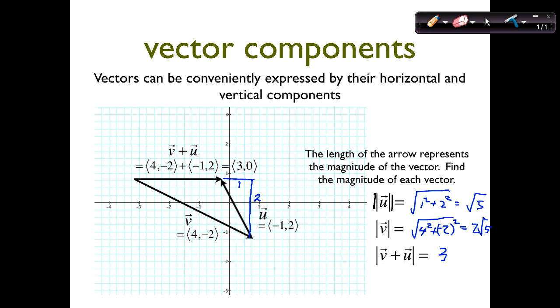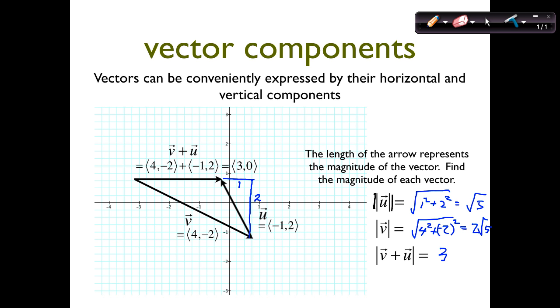Okay, so this is the square root of 5 length, this length is 2 square root of 5. Does square root of 5 plus 2 square root of 5 equal 3? Because this is vector v, this is v plus u. So is this magnitude the same as the sum of these? No. Why not? What's messing it up? The direction. Right, so when v and u aren't pointing in the same direction, the magnitude of the sum of those two is going to be something different. It's not going to be the sum of those magnitudes.